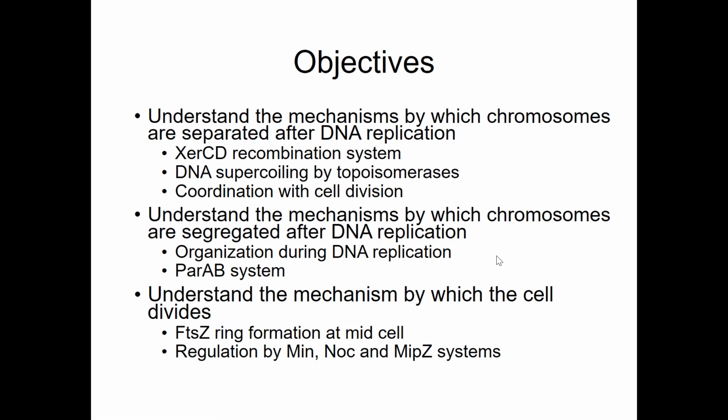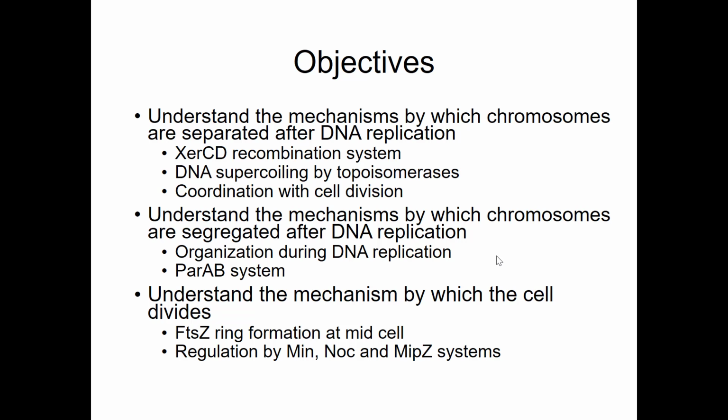So with that, our objectives for today are understanding the mechanisms by which chromosomes are separated after DNA replication. So we talked about the XerCD recombination system, or site-specific recombination system, to resolve chromosome dimers. We also talked about DNA supercoiling by topoisomerases, and how DNA gyrase and topo IV, both of which are type 2 topoisomerases, can help resolve interlinked chromosomes. We also talked about how both of these mechanisms are coordinated with cell division, primarily through the FtsK DNA translocase.